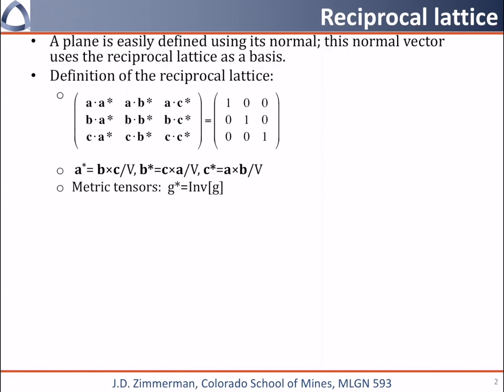Finally, we were able to go between a metric tensor and a reciprocal metric tensor by taking the inverse of each one. And you can do this iteratively and go back and forth.